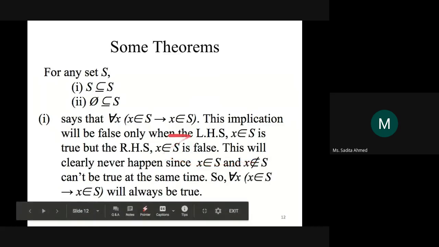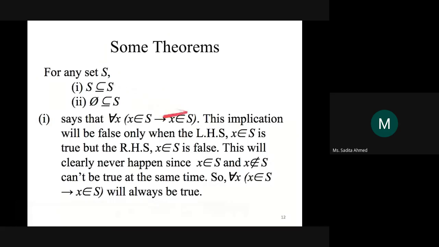So you see, the implication being false leads to a contradiction. That is, the implication can never be false. The only possible scenario when the implication will be false leads to a contradiction. So the implication will always be true. If the implication is always true, the implication is a tautology, which means that this definition will always be true, which means that S is a subset of itself, that every set is a subset of itself. Any set S is a subset of itself.